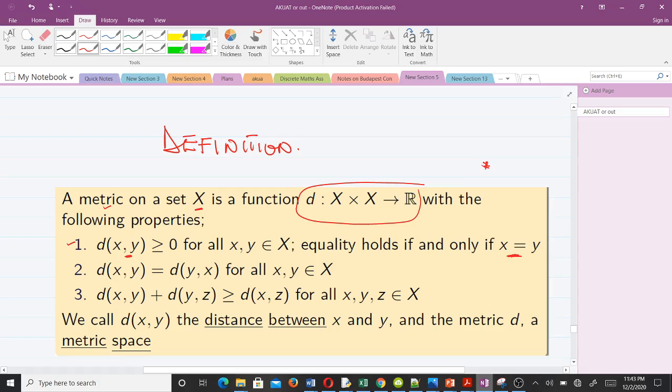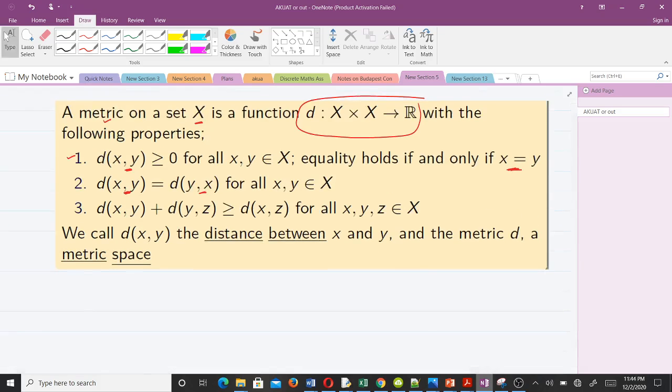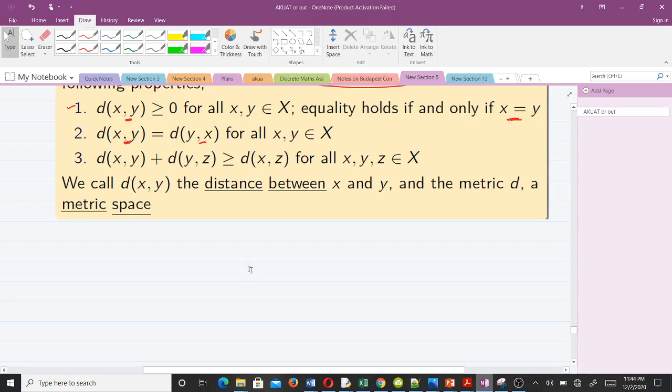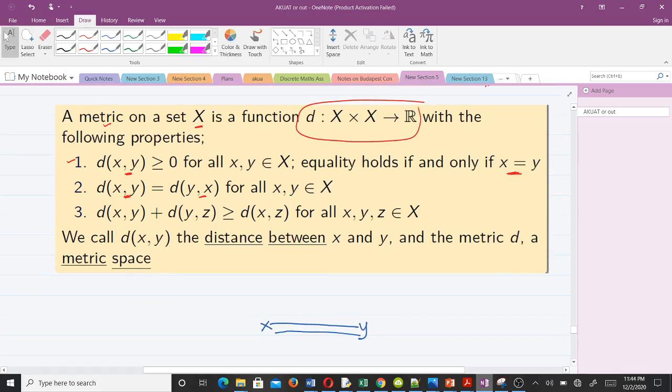Then the second one says that the distance between x and y is always equal to the distance between y and x. And that's true. For instance, when I have a point x here and a point y here, the distance moving from x to y is the same distance as when you move from y to x instead. So that's what the second property says.